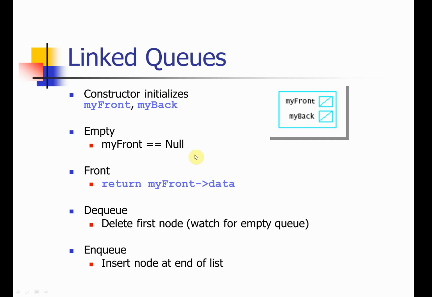So to look into the basic functions, for the constructor, we only need to create 2 pointers, front and back. Both of them are null in the beginning. As long as my front equals null, you can see that this is slightly different from the array implementation. In the array implementation, front and back pointing at the same location is going to indicate it is empty. In the linked list implementation, as long as front equals null, that means there's nothing over there, and that is going to indicate it is an empty queue.